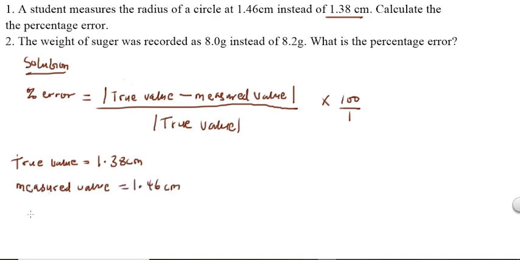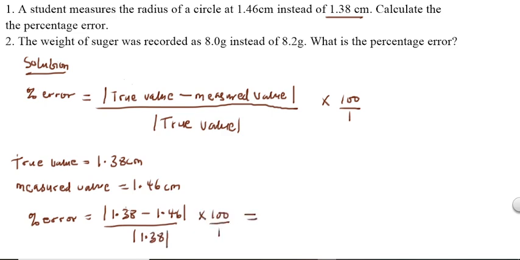So the percentage error here would be equal to the absolute value of 1.38 minus 1.46 centimeters, divided by the absolute value of 1.38, times 100 over 1. Remember we have an absolute value here. Now 1.38 minus 1.46 is equal to minus 0.08, divided by the absolute value of 1.38. Now this is times 100.